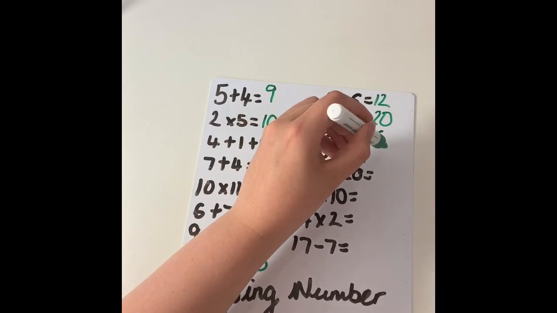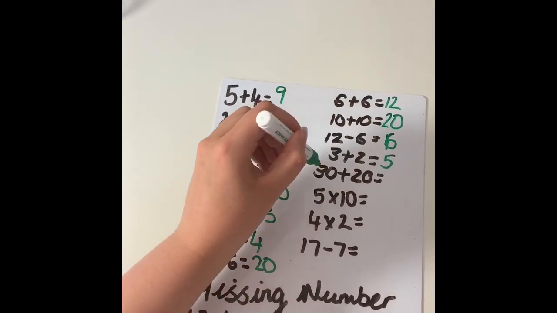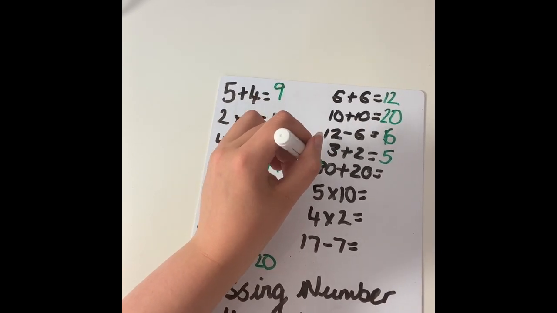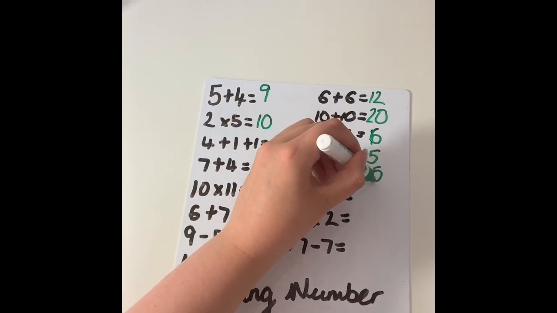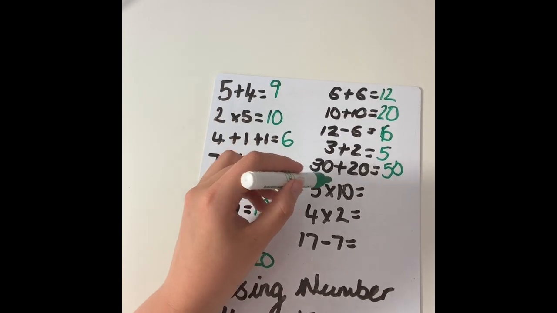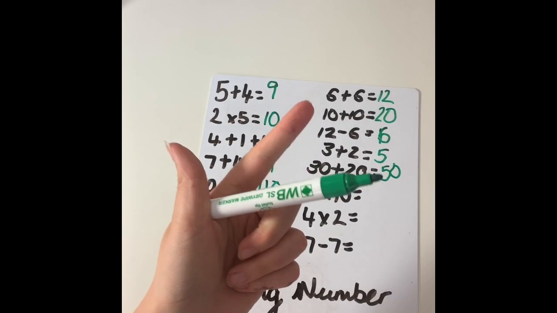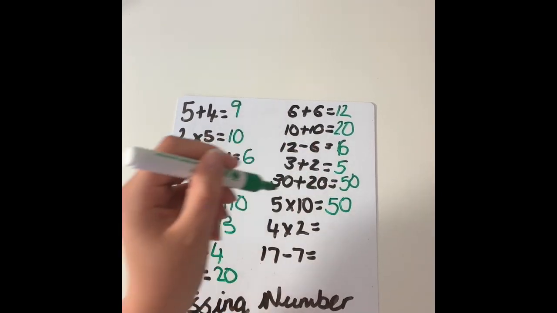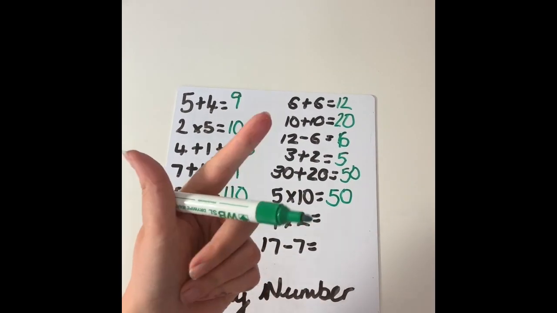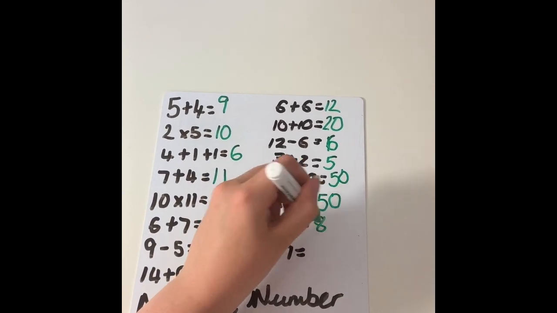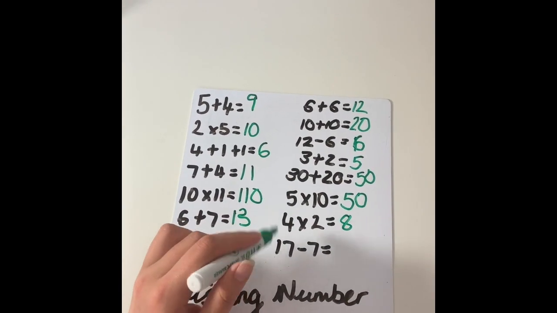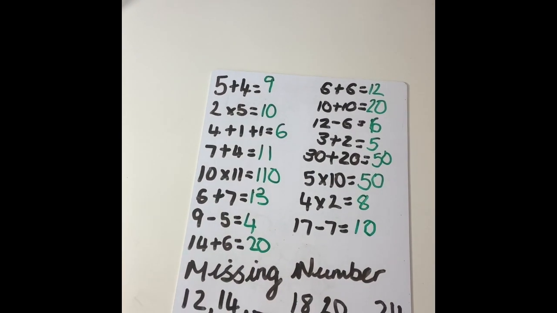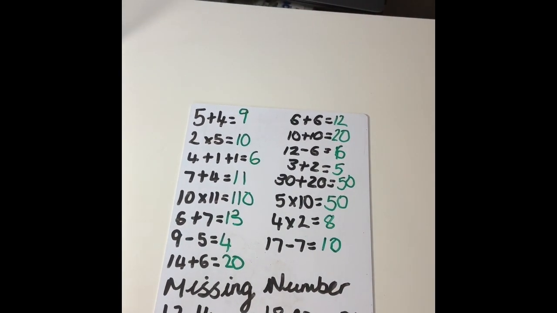3 add 2 is 5. But then 30 add 20, they look similar, but they're 1s and they're 10s. That's 50. 5 times 10, 10, 20, 30, 40, 50. 4 times 2, 2, 4, 6, 8. 17 take away 7. Well, I know that's just taking away the 1s, so it leaves me just with 10.